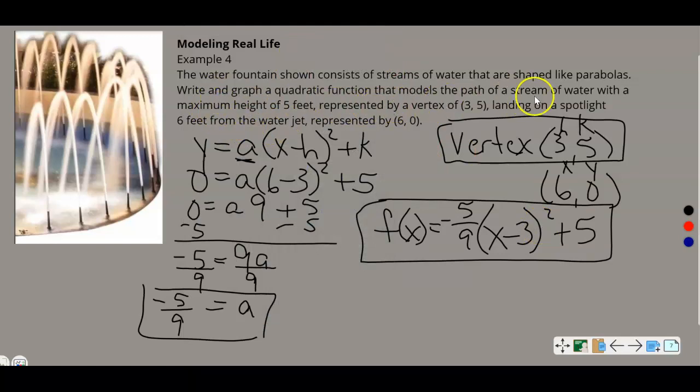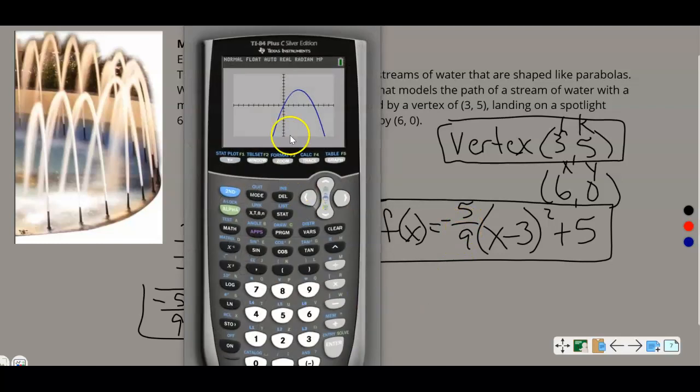All right, let's make sure we did everything. Write and graph a quadratic function that models the path of a stream of water with a maximum height of 5 feet. Done. Represented by a vertex of 3, 5. Done. Landing on a spot 6 feet from the water jet, represented by 6, 0. So that's all they ask us to do. We wrote our function, and I used the calculator to graph that.